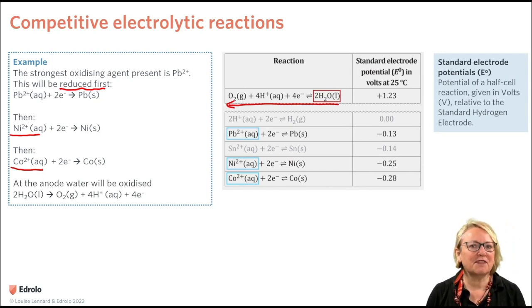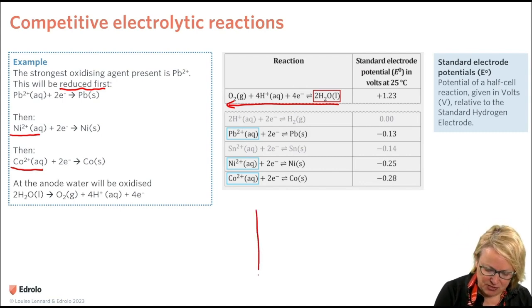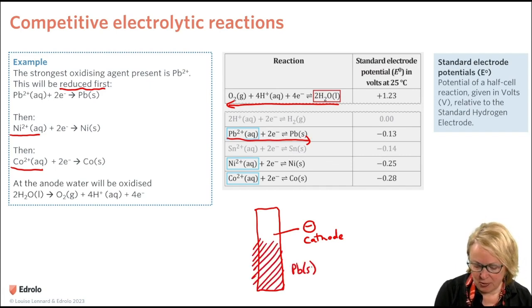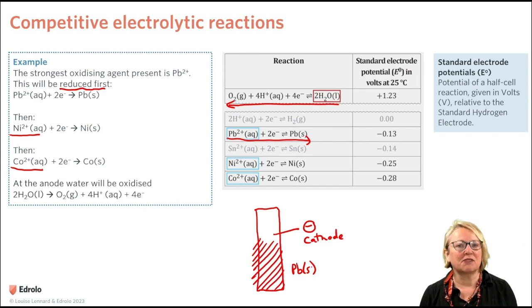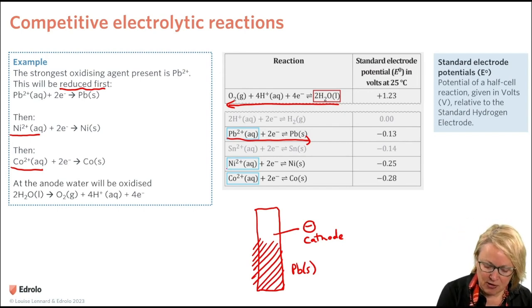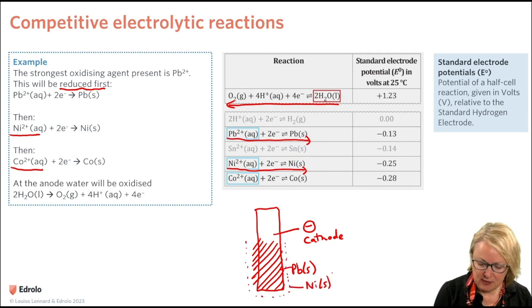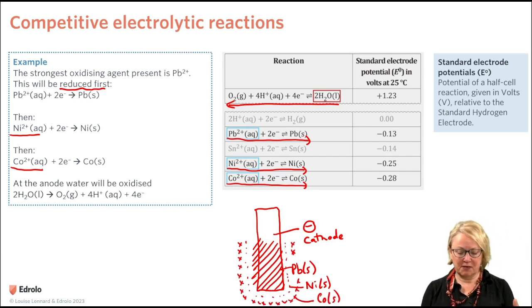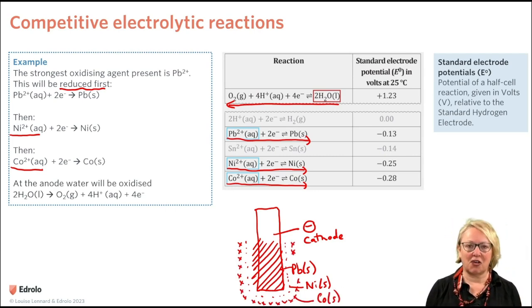Okay, so we've worked out the order that the oxidising agents are going to be reduced, but what would that look like at the cathode? So if we just draw our cathode, the first reaction, the strongest oxidising agent, we're going to get a layer of lead where the cathode is immersed in the electrolyte. Then we're going to get a layer of nickel. And then finally, on top of that, we're going to get a layer of cobalt. So the cathode will be coated first in lead, then in nickel, and then in cobalt.